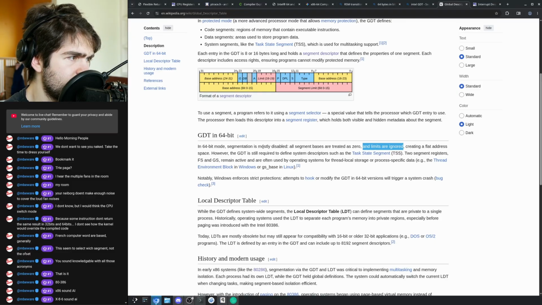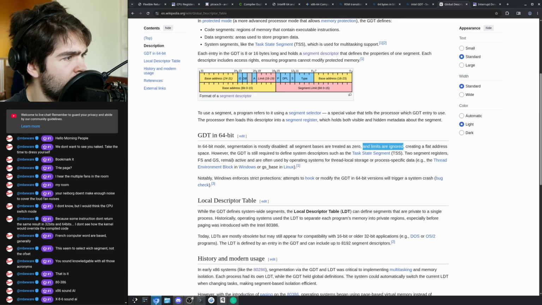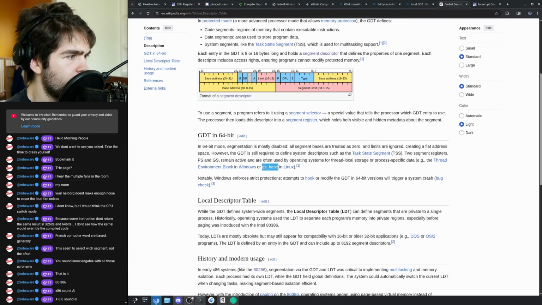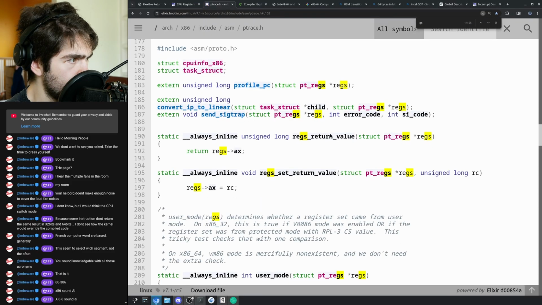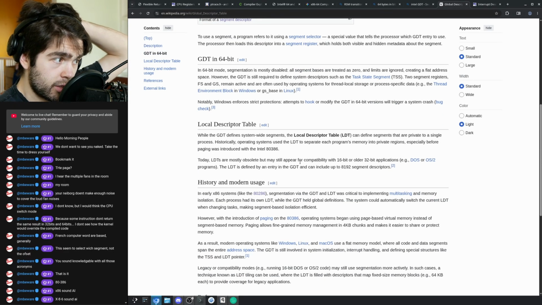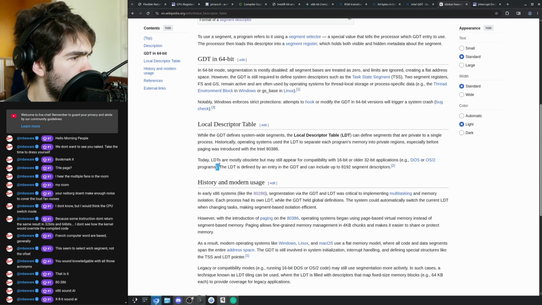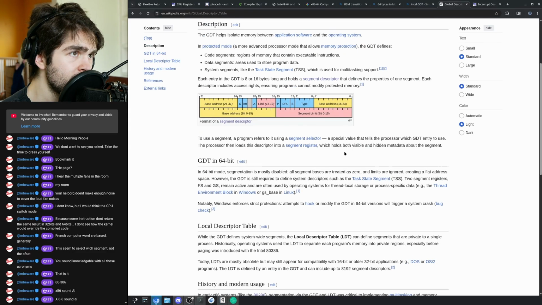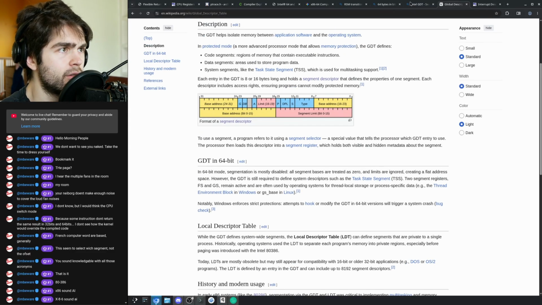However, the GDT is still required to define system descriptors such as the task state segment. Two segment registers, FS and GS, remain active and are often used by the operating system for thread-local storage or processor-specific data. Okay, so I guess that if we go in there, maybe not. Okay, who cares? Let's read this again. Okay, cool. So this is mostly useless.